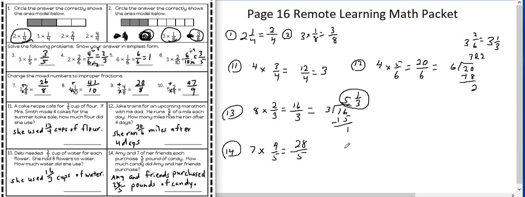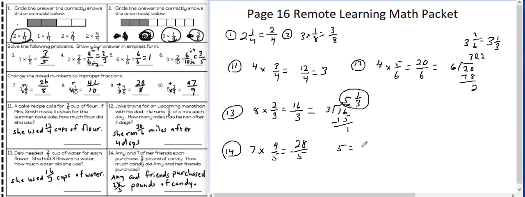So it would be 28/5. And I will simplify for those that just want to see that done. That would be 5, 25, subtract 3. So 5 3/5 if we simplified it.